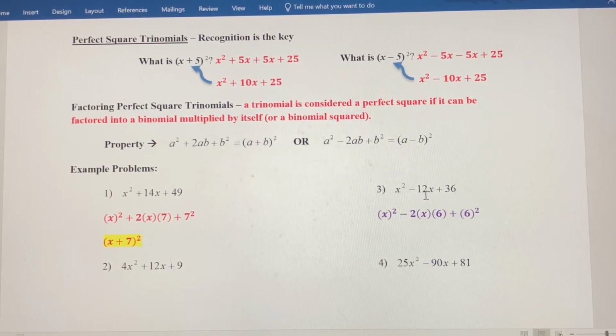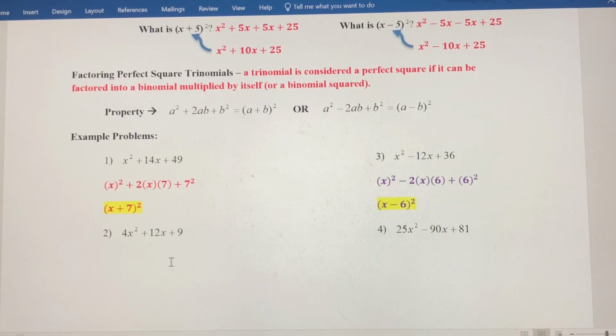If this were any number other than 12, it wouldn't meet the criteria we need here in the middle. Let's just say this were 13x, okay? I could still factor it if this were a 13x, but it just wouldn't be a perfect square trinomial, okay? But because it meets our property up here, we know we can factor this. So the square root of x squared is x, square root of 36 is 6, middle term is negative, so my answer is going to be x minus 6 to the second power, okay? All right, now pause the video here and try these last two, 4x squared plus 12x plus 9, and then 25x squared minus 90x plus 81, and then come back and check your work.